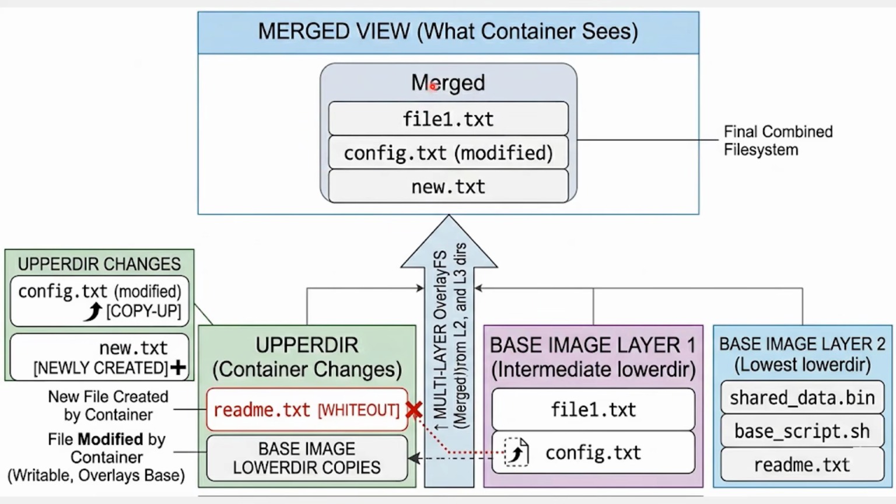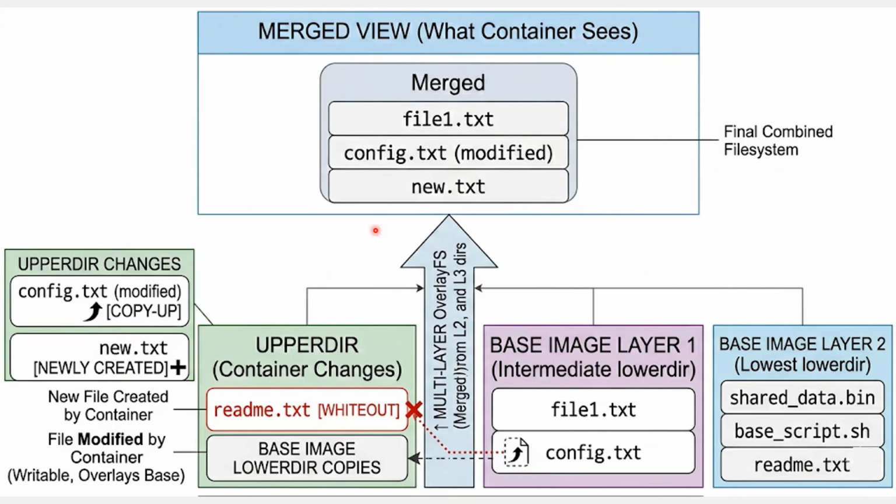At the very top, you see a merged view. This is what the container actually sees, and this is what your application interacts with. Now look at the files. We have file1.txt, config.txt and new.txt, and config.txt is the one which is being modified. This looks like a normal file system, but it's not real. This view is computed, not stored.